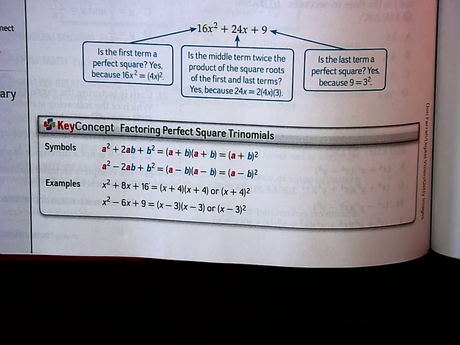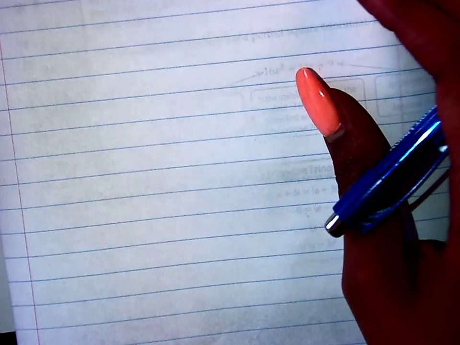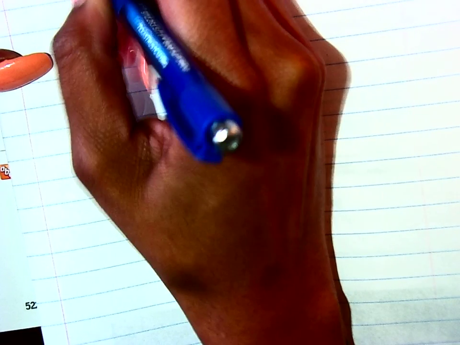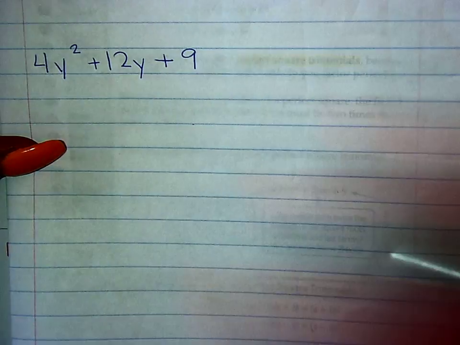So let's do an example. Let's say we have 4y squared plus 12y plus 9. Because you can see that. There you go.